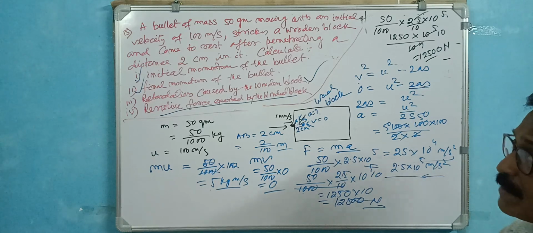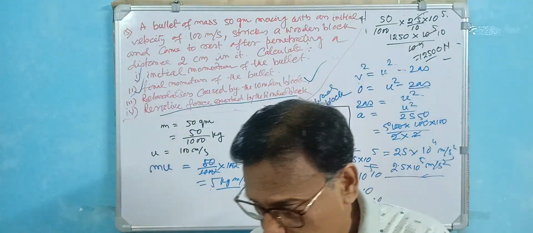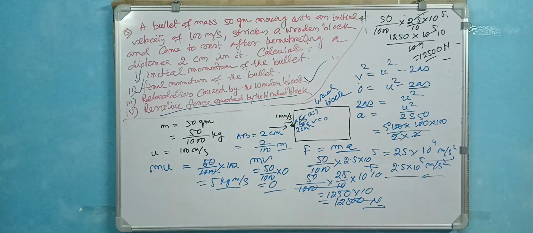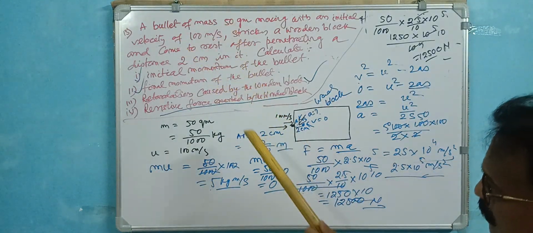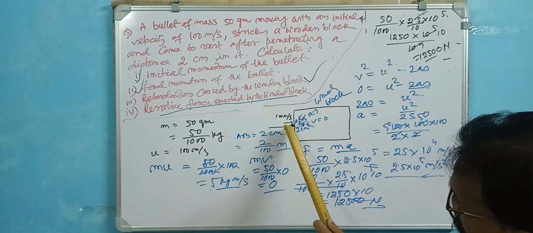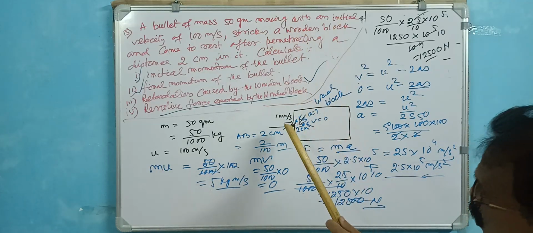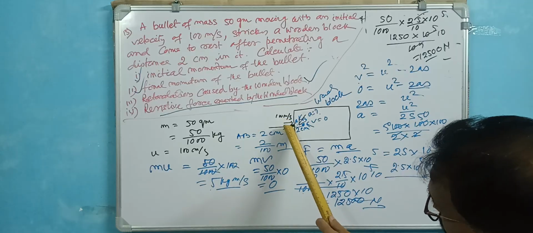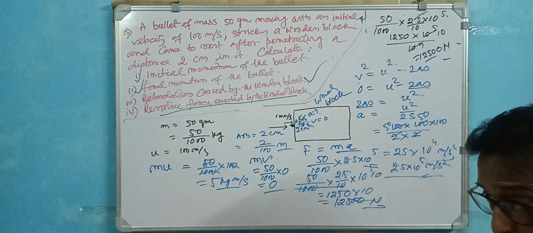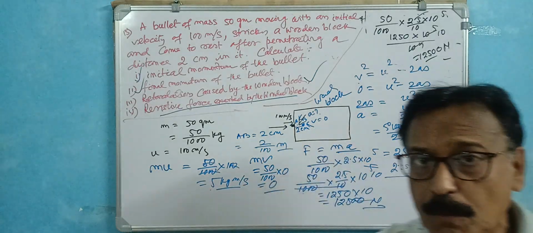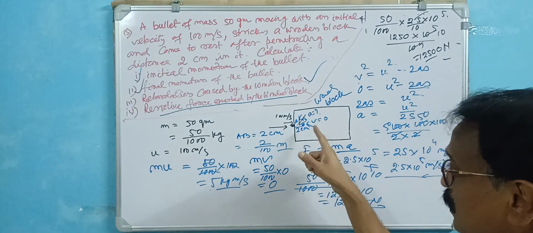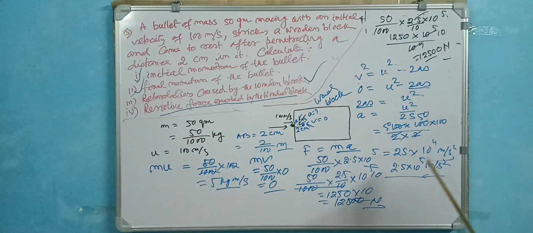Let me repeat. This is very important. Concept must be clear. Don't panic. A bullet of mass 50 gram is coming here, moving with the initial velocity of 100 meter per second. It strikes here and penetrates. Why penetrate? The force is there. But at the same time, the wooden block also resists this force. With this resistance force you calculate here.